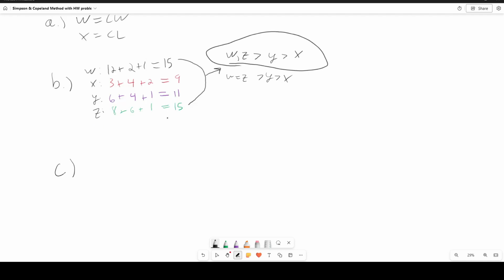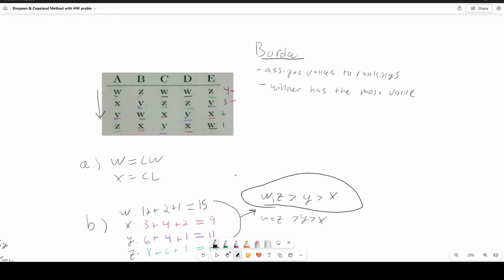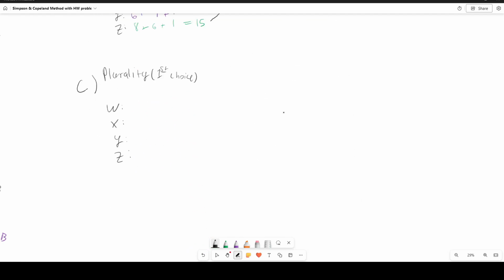C wants to know, what is the ordering under plurality? Now plurality is really easy because you only look at the first choice. So given this table, we're only looking at the first row. So we have 1, 2, 3 W's, and we have 1, 2 Z's. So for W's, we had 3 as first choices. For X's, we had none. For Y's, we had none. And for Z's, we had 2. So this implies that W is the winner under plurality, followed by Z, followed by X and Y.